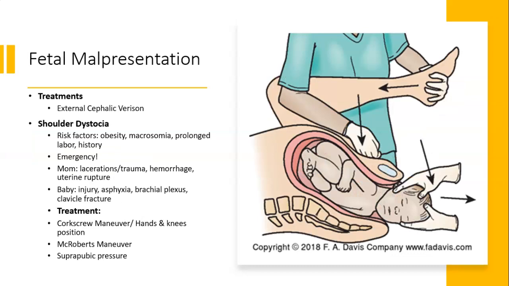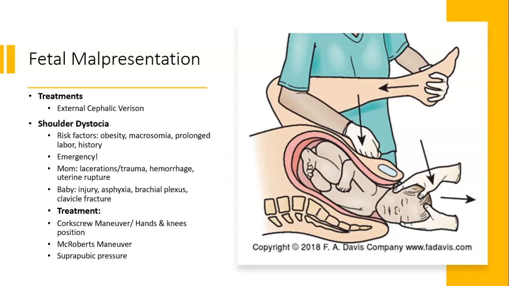Fetal malpresentation is when the baby is not in the correct position within the birth canal. This can lead, again, to problems with getting baby out. Prior to going into labor, the mother and provider may choose to attempt what we call an external cephalic version. This is only done by the provider. The nurse would never do this, but it is an attempt to turn the baby into a different position that will work better for birth.